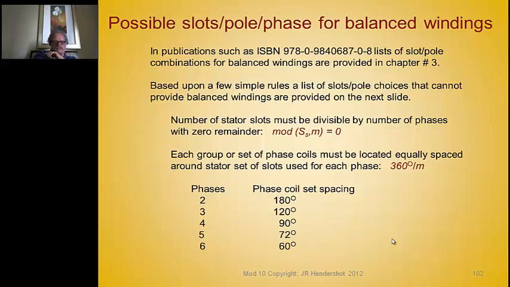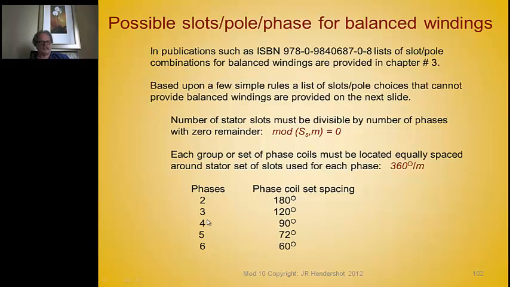slot and pole choices that cannot provide balanced windings are provided on the next slide. The number of stator slots must be divisible by the number of phases, which we said, with no remainder. And to have balanced windings, the sets of phase coils must be spaced around the stator according to this. We already said that the three-phase has to be spaced 120 degrees apart.